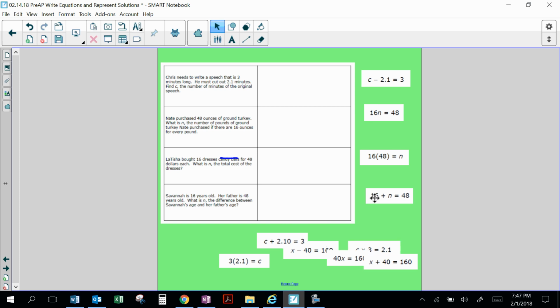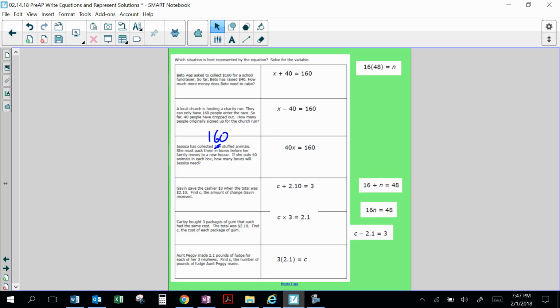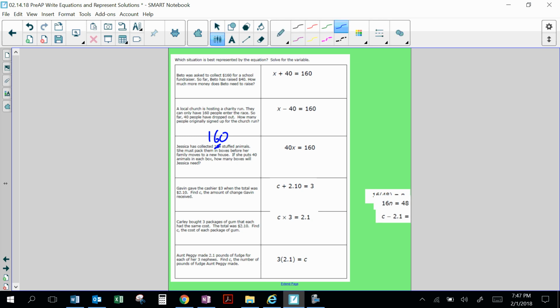So what you're going to do now is go back and solve each one of these. So these must be all junk information. And so you go back and solve this. The inverse is minus 40, minus 40, x equals 120. Plus 40, because we're isolating the variable, plus 40, x equals 200. This is multiplication. Divide by 40, divide by 40, x equals 4. Minus $2.10, minus $2.10. $3 minus $2.10 is C equals 90 cents.